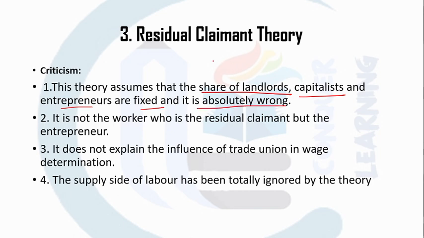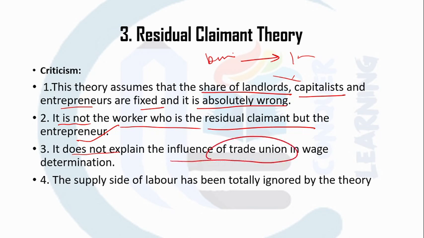Usually what happens whenever any business is done, the first person who gets the salary are the laborers. So it's not fixed, it is not the worker who is the residual claimant but the entrepreneur. It does not explain the influence of trade union in the wage determination. So trade unions are completely ignored. The supply side of labor has been totally ignored by this theory.